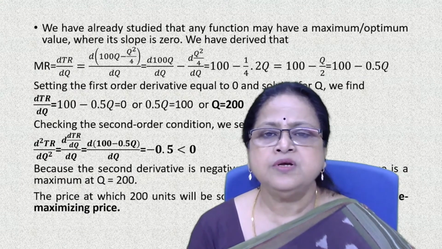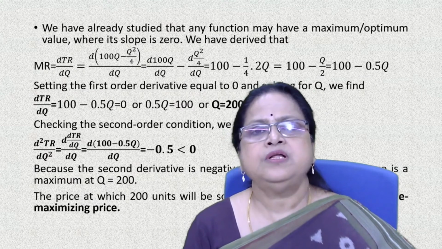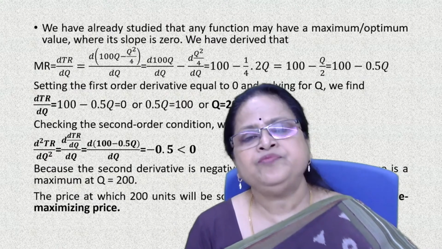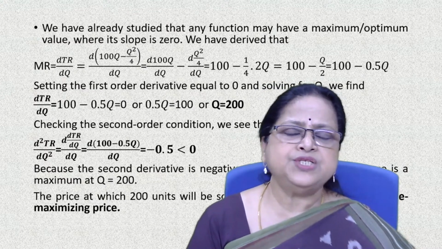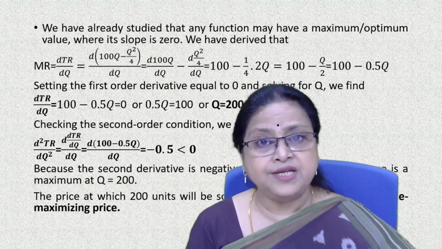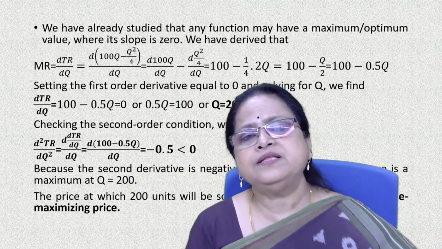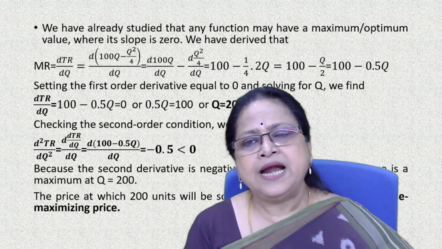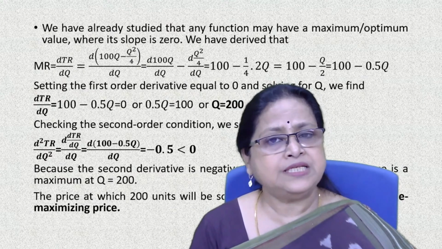First, we have to find out the first order derivative. Then we have to equate it to 0. Then we get the critical value. Then we find out whether the second order derivative is less than 0 or greater than 0. Since we are studying here revenue, it must be less than 0 for maximum. For greater than 0, it will be minimum.